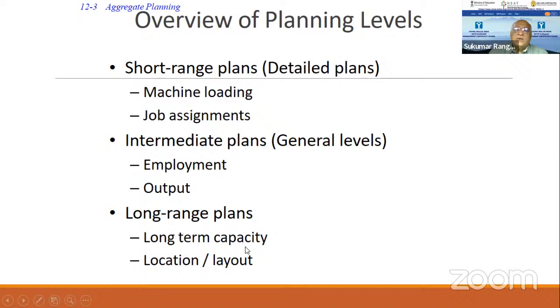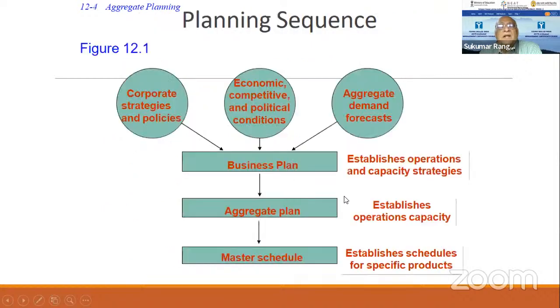Long range plans, as I told you, are only for capacity planning in the not immediate but long-term future, and locations and layouts. You may add a factory here and add a facility there, add a branch here, have an outlet somewhere else. All that is impacted by long range plans.